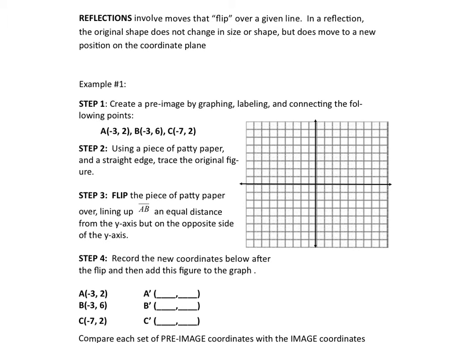In a reflection, the original shape will not change size or shape. It's just going to move to a new location the way translations and rotations did. In looking at number 1, we are asked to create a pre-image by graphing, labeling, and connecting the following points, A, B, and C. If you want, go ahead and pause now because mine's just going to appear.